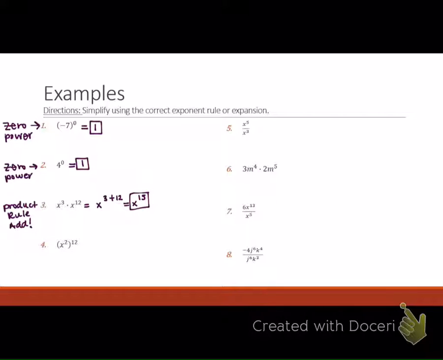All right, Jill. Number 4, what rule is that one? And what does the power rule tell us? So we're going to multiply. Very good. So what will you do with number 4? So what do I get? And notice our base has stayed the same the whole time. So don't forget that.